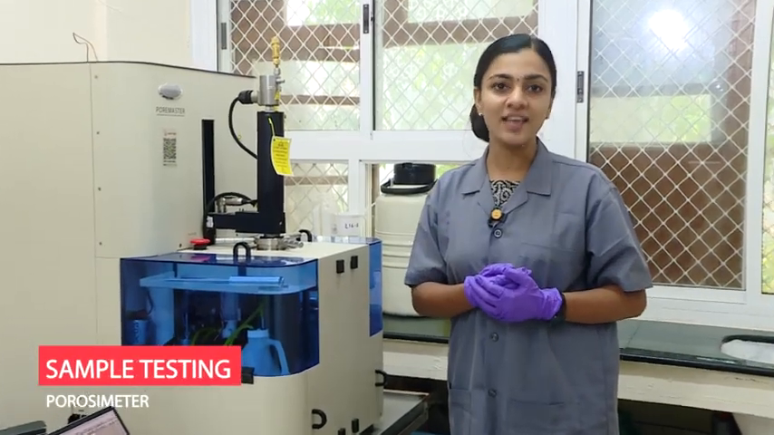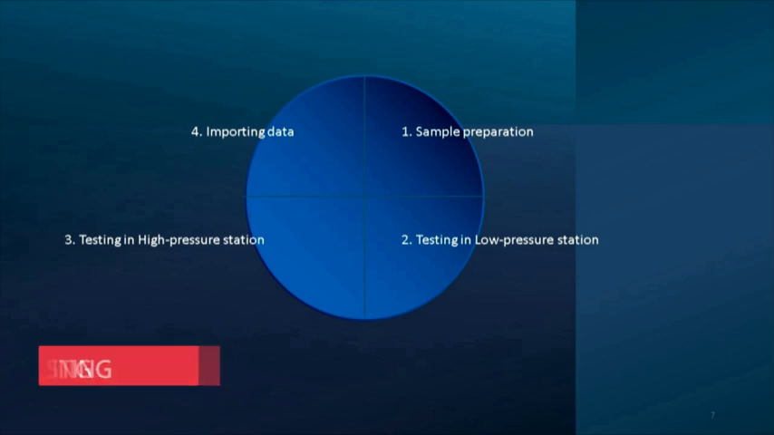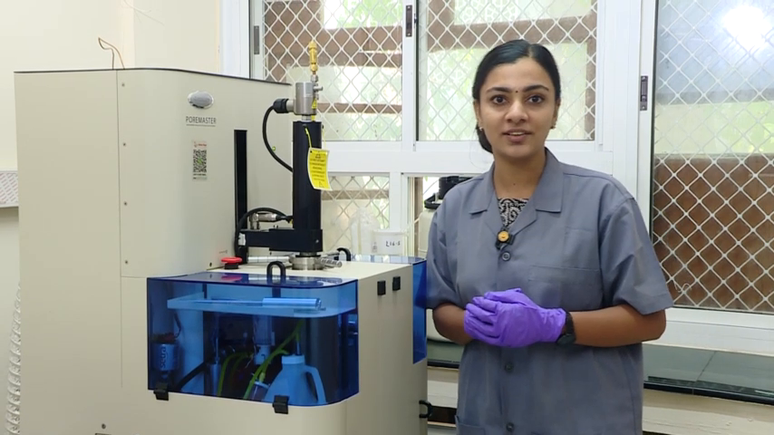Let's go for sample testing. There are 4 major steps for sample testing. The first and foremost important step is sample preparation. Secondly, we have to test the sample in low pressure station, and third step we have to test the sample in high pressure station. Then the last step is data importing. So let's move to sample preparation.